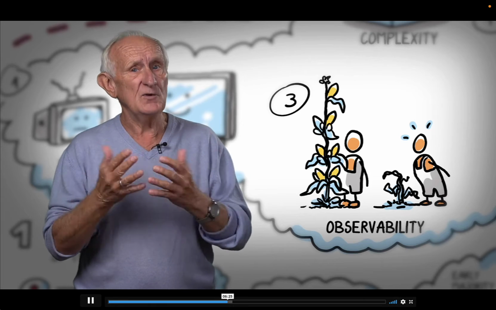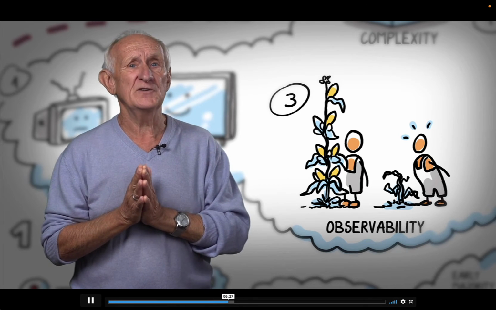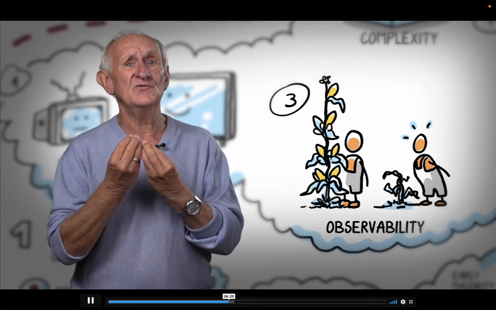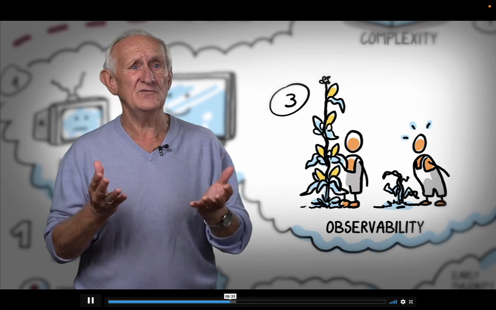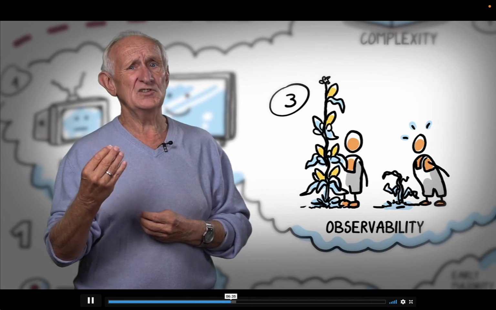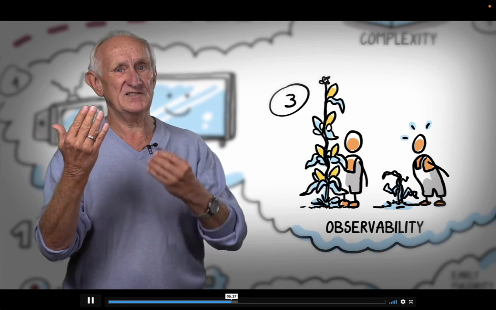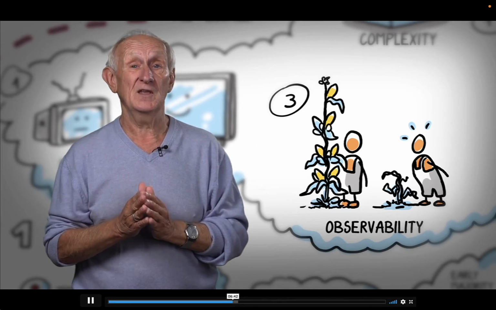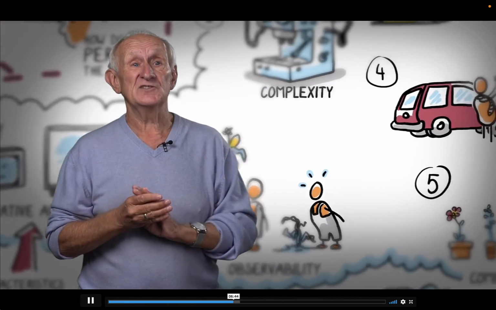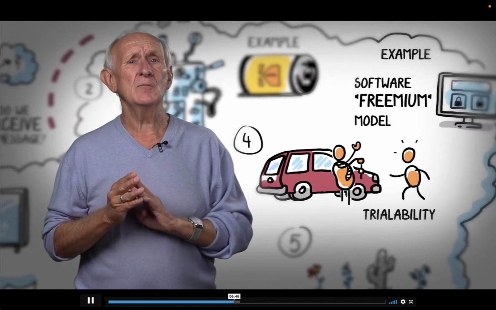So again, if we're wanting to promote the adoption of our innovation, can we make the benefits visible? Think about how detergent is often sold on TV or in magazines. This detergent washes white, but look at this. This detergent washes much whiter. Seeing is believing. The fourth of Rogers' characteristics is called trialability.